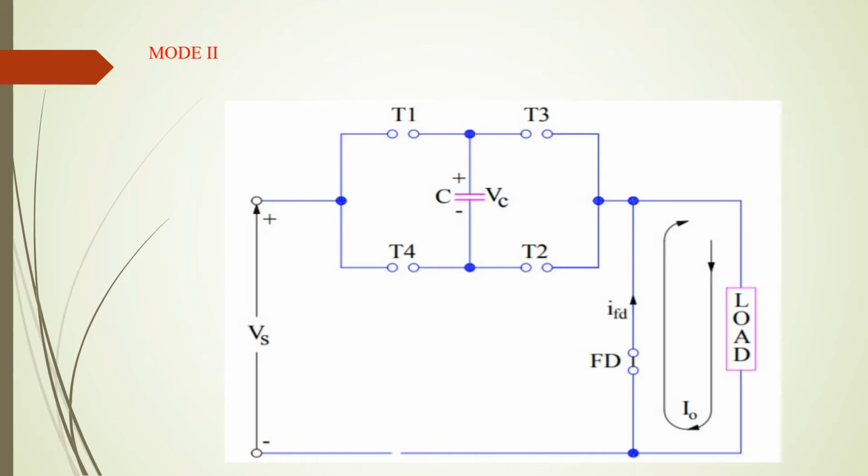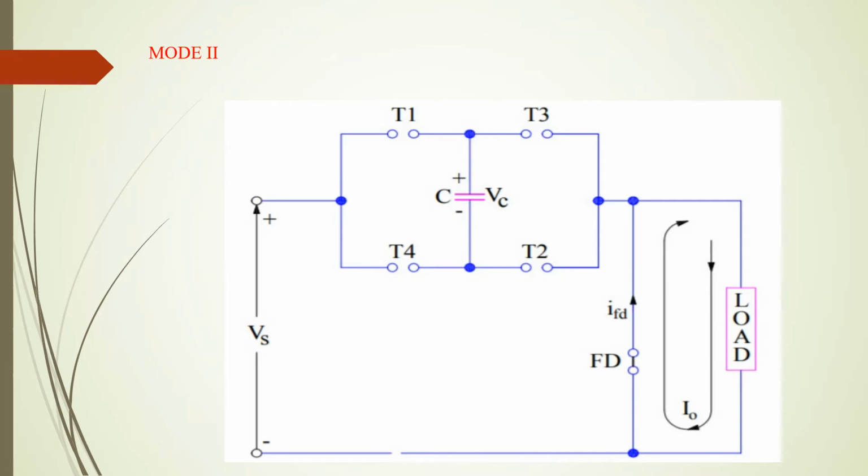Now the load starts discharging its current through the freewheeling diode. The discharging current freewheels through the freewheeling diode. Then the freewheeling diode will be conducting here. The I0 forward biases the freewheeling diode, and thus it completes the path, that is from load to freewheeling diode, V0 plus to FD to V0 minus. Here the load drives the current.